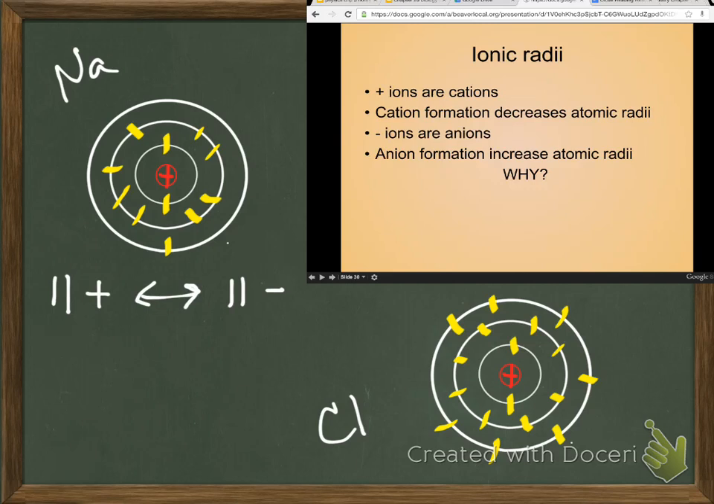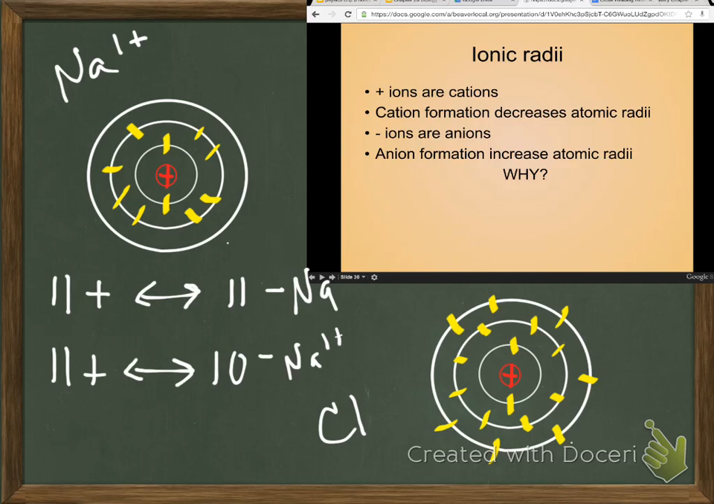If sodium gets its way and we get rid of that electron on the third energy level, two things have happened. So now we have sodium 1 plus, and now we have 11 protons exerting a force on how many electrons? 10. So this is sodium 1 plus.